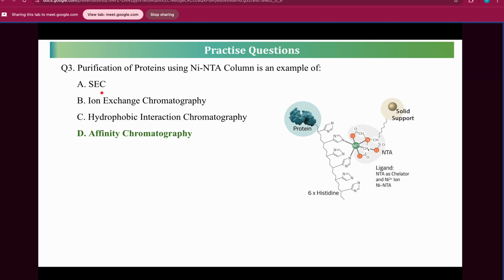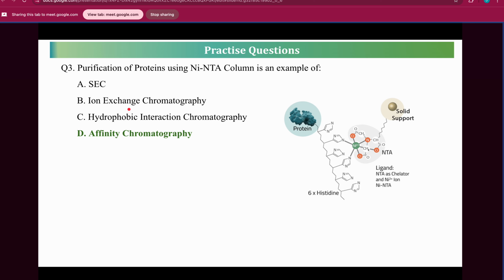Whereas if we talk about size exclusion chromatography, in this case the separation is happening on the basis of size. There is no such binding happening. In this case, small pores are present in the gels, and the proteins which are smaller in size will get trapped in those pores, whereas the proteins which are larger in size will elute out first. So in size exclusion chromatography, the larger proteins elute out, and then in the end, smaller proteins elute out.